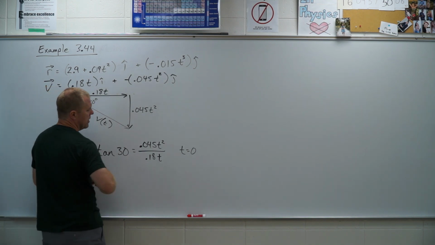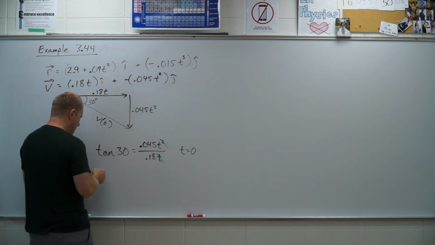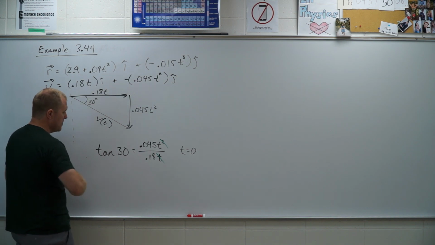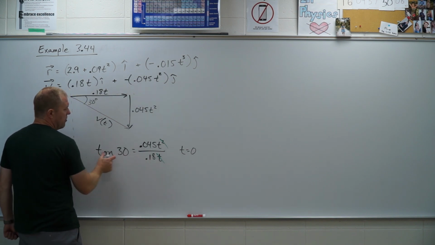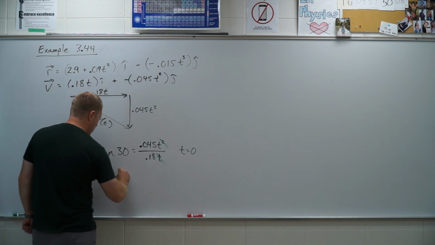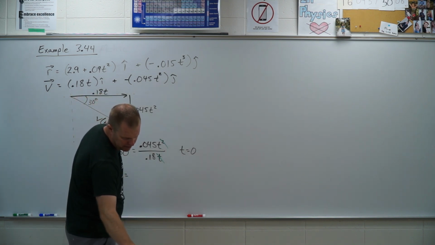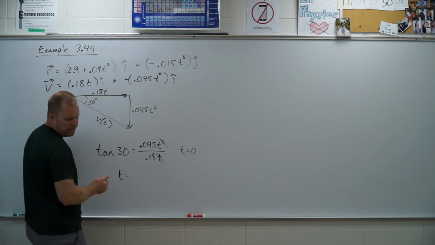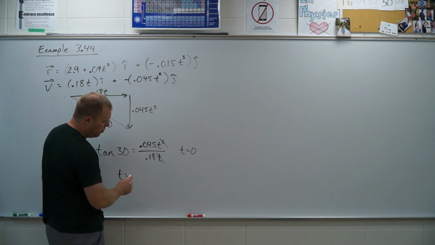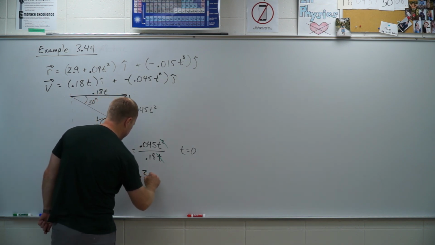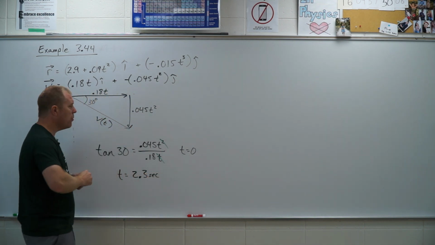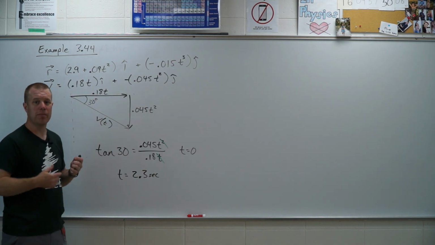So what we're going to do is get rid of one of those t's, and we're going to solve for that other t. And so we'll multiply the 0.18 over, divide the 0.045 over, and we'll get a time of 2.3 seconds. So at 2.3 seconds, this condition will be met.